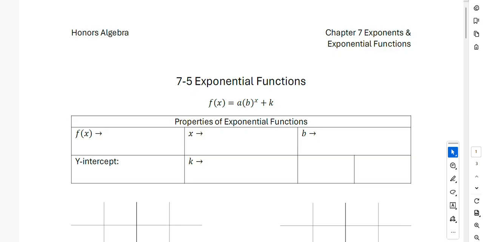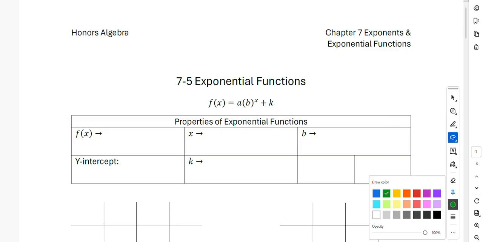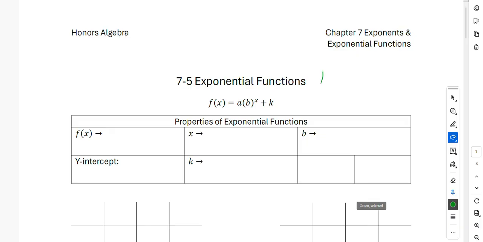So today we're going to learn about exponential functions. It is the second function that we're going to be learning during the course of the year. What is unique about the exponential function is that it is our first non-linear function. Okay, so that means when you graph it, it is not a straight line.